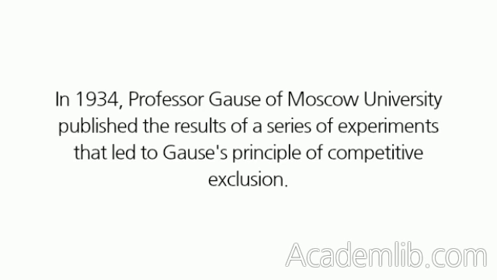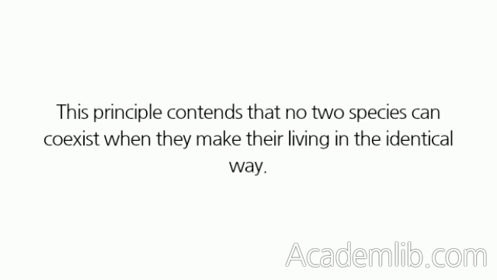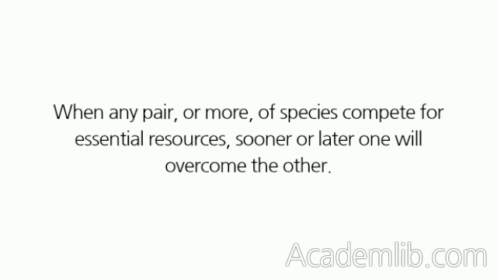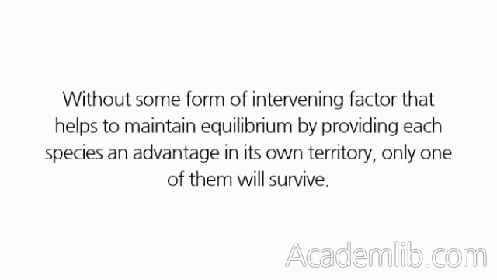Competition leads to strategy. In 1934, Professor Gause of Moscow University published the results of a series of experiments that led to Gause's principle of competitive exclusion. This principle contends that no two species can coexist when they make their living in the identical way. When any pair, or more, of species compete for essential resources, sooner or later one will overcome the other. Without some form of intervening factor that helps to maintain equilibrium by providing each species an advantage in its own territory, only one of them will survive.